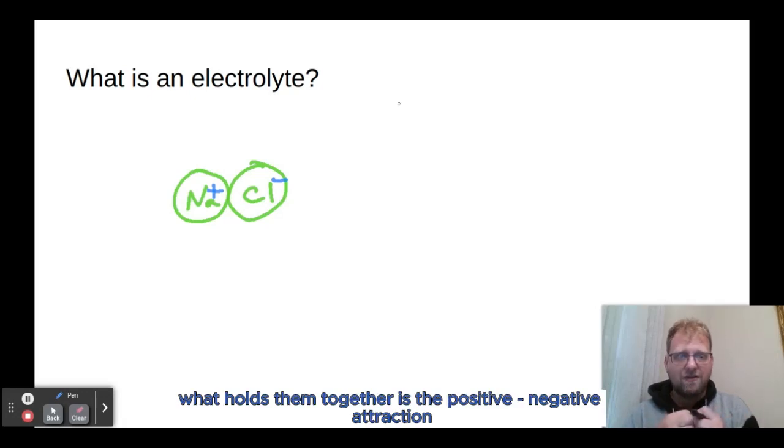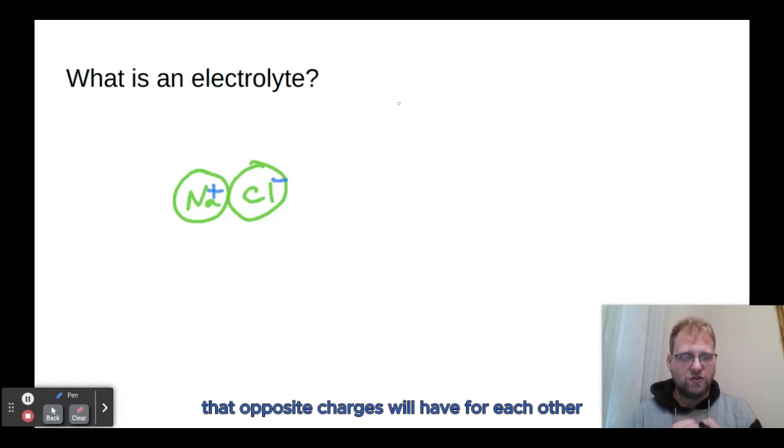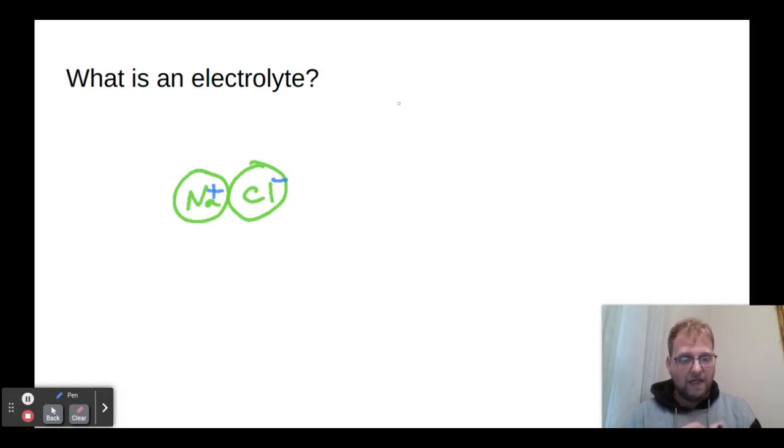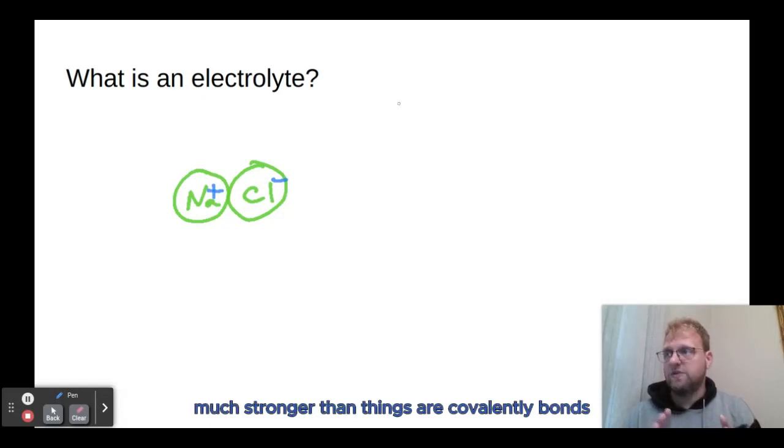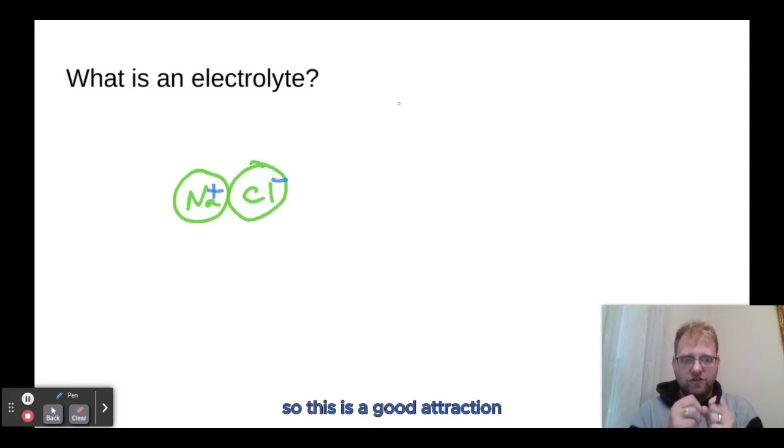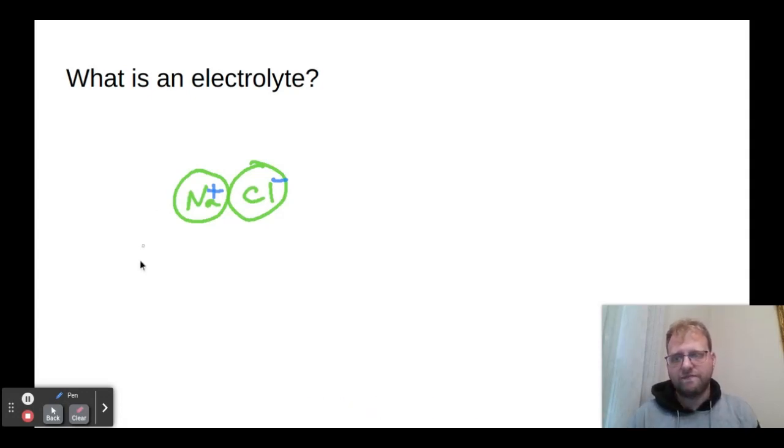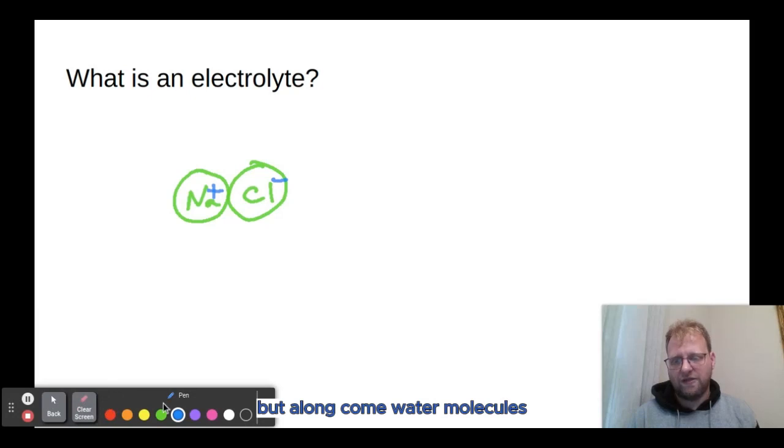What holds them together is the positive-negative attraction that opposite charges have for each other. And ionic bonds are very, very strong, much stronger than things that are covalently bonded. So this is a good attraction. But along come water molecules.